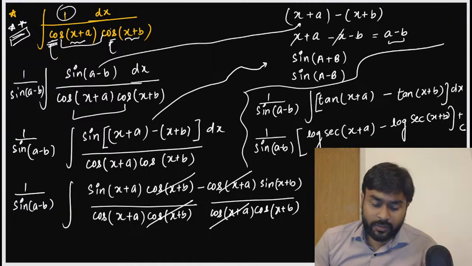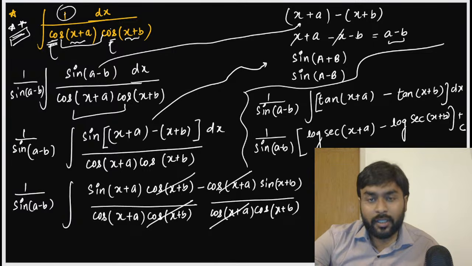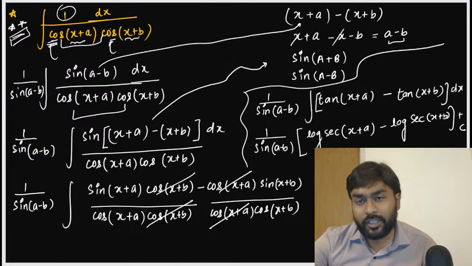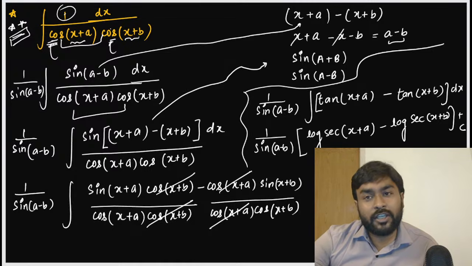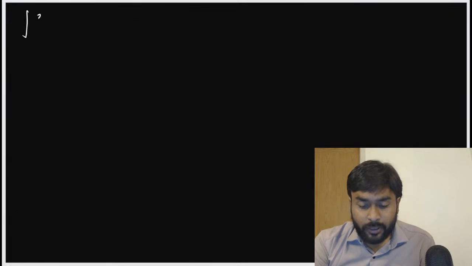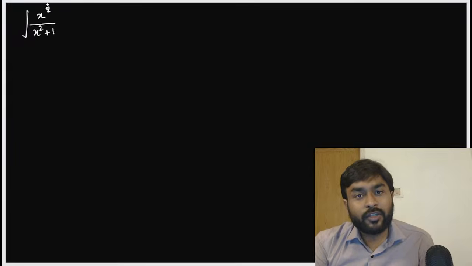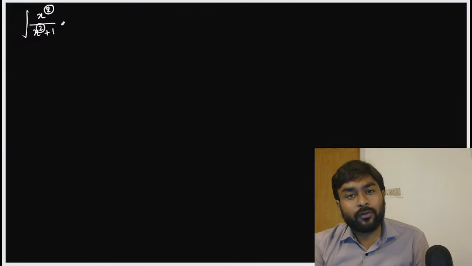Okay, so you are asking what we should do if the power of numerator and denominator are equal. If the power of numerator and denominator are equal, we generate the same term in the numerator. Let's say I take any one question and tell you. If I write here x square divided by x square plus 1, here the power of numerator and denominator is the same. So generally what we do is create the same thing in the numerator.